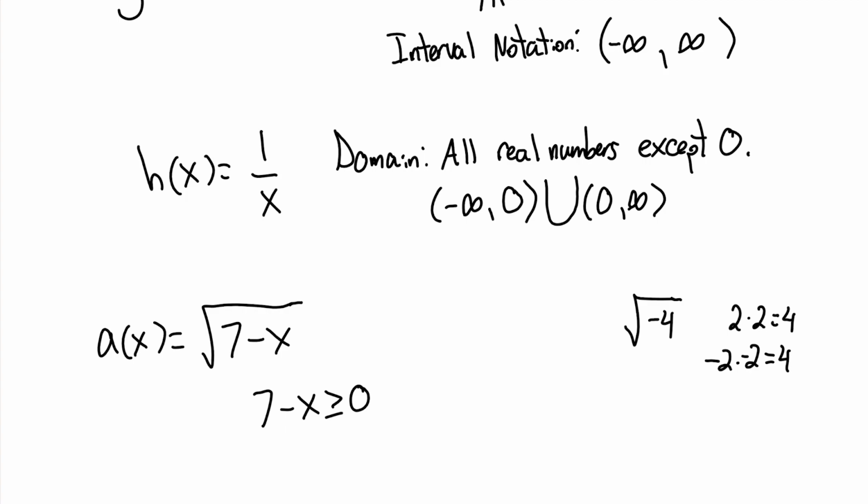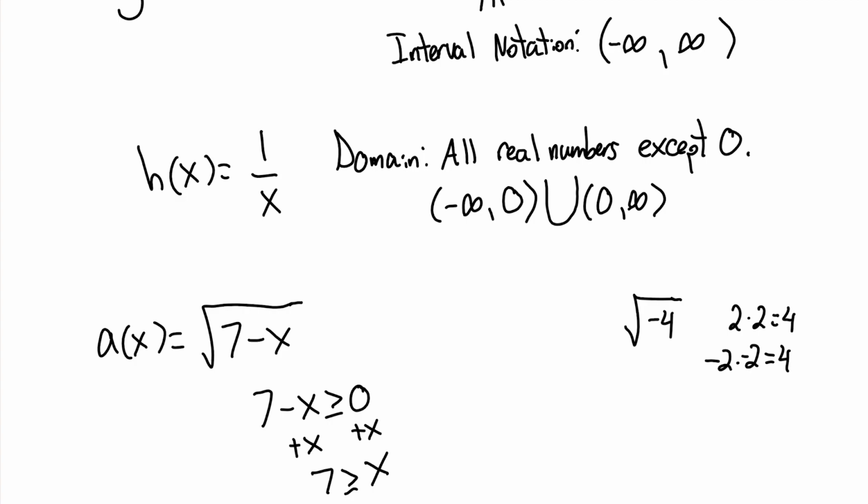So we can add x to both sides here, and we'll get 7 is greater than or equal to x. And thinking of it the other way, this means x is less than or equal to 7. So x has to be a number that is less than or equal to 7.